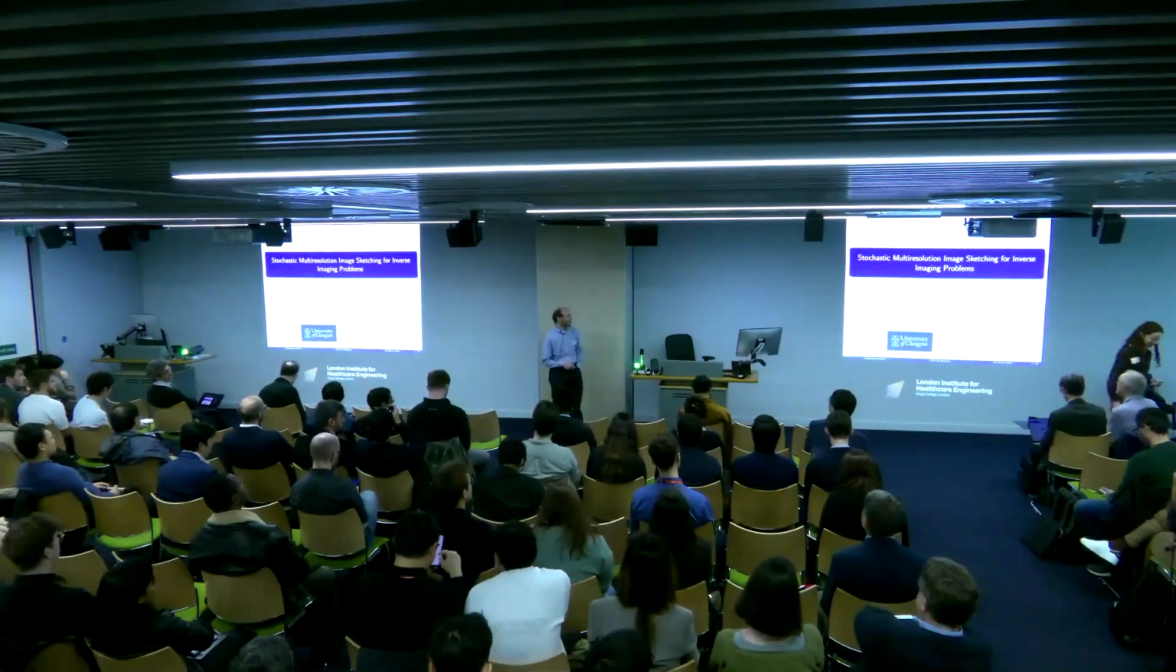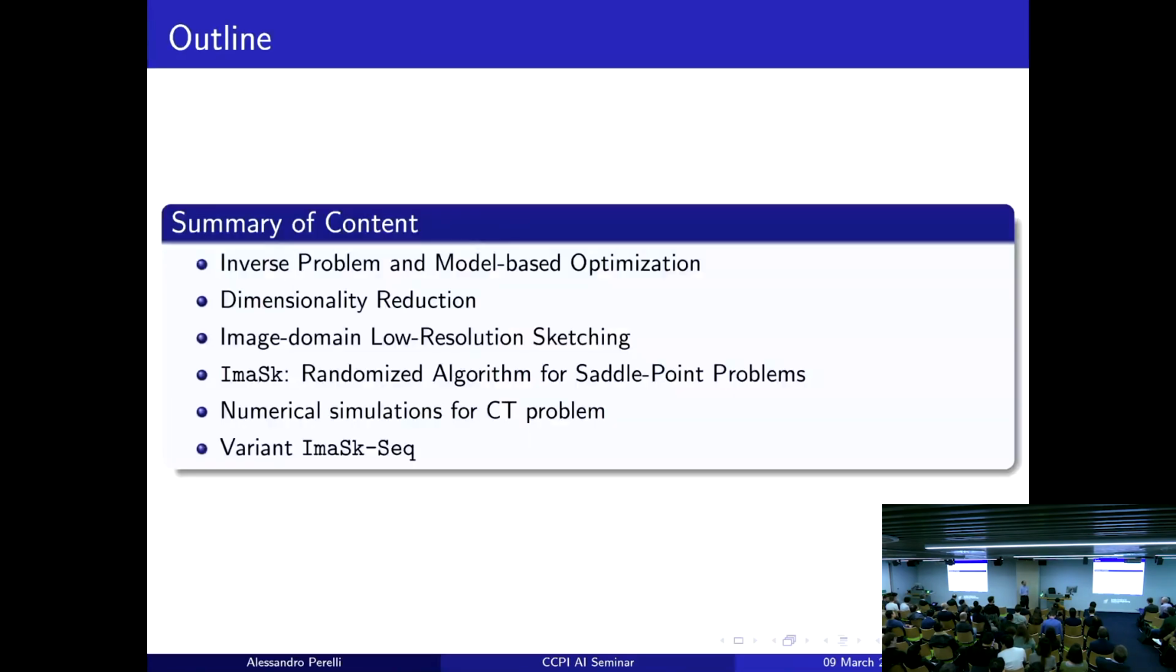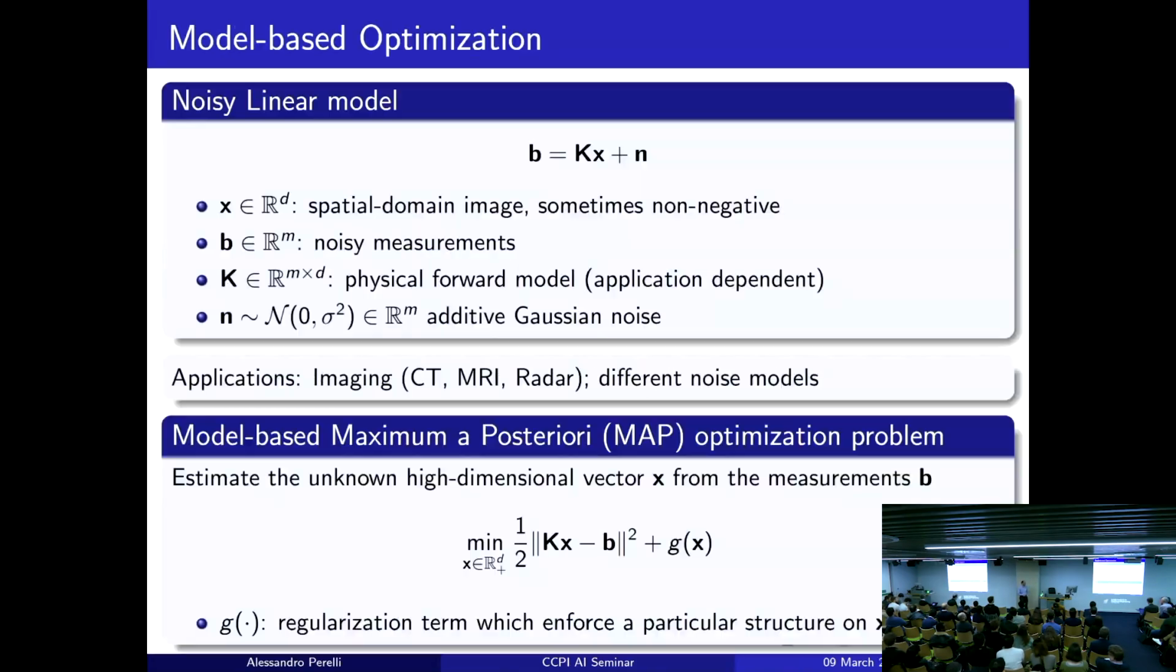Thank you for the introduction and for the opportunity to present this work with Matthias Herhard from the University of Bath. It nicely follows the previous talks on model-based optimization, but mostly focuses on computational aspects. I will introduce the concept of dimensionality reduction and how to obtain this from an image domain perspective. We will present the IMASC, or image sketching, algorithm and some results on numerical simulation for CT problems.